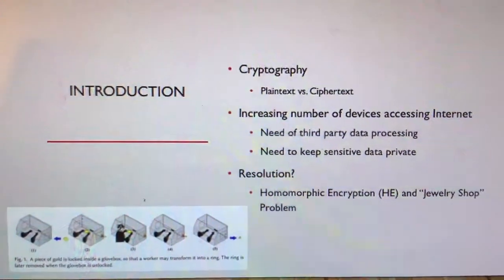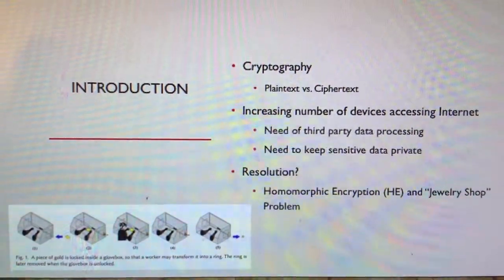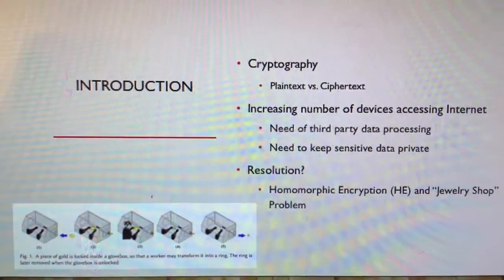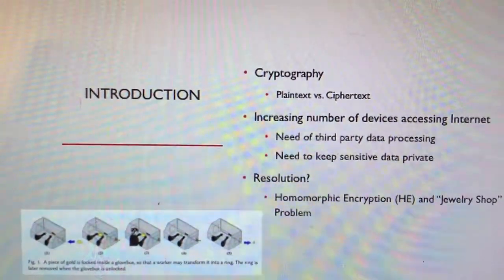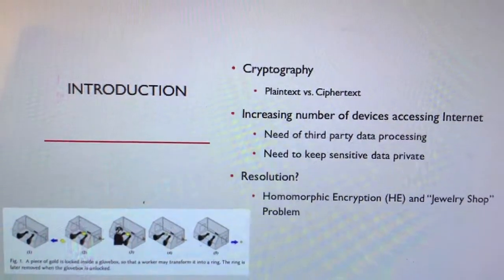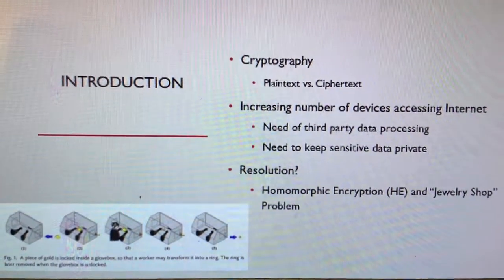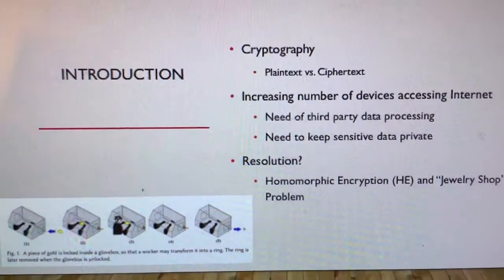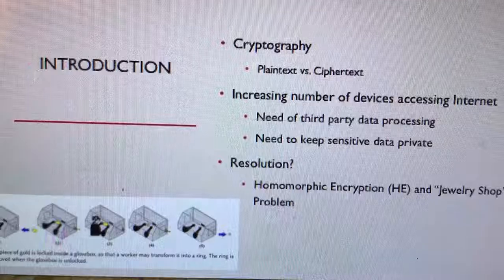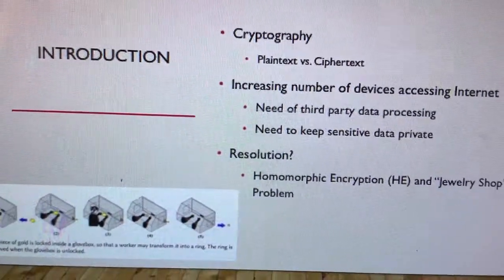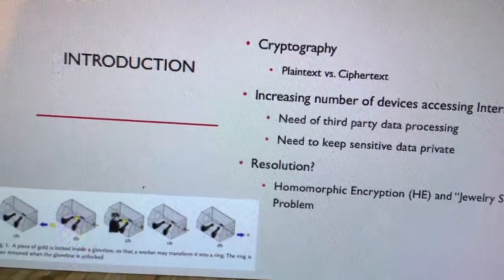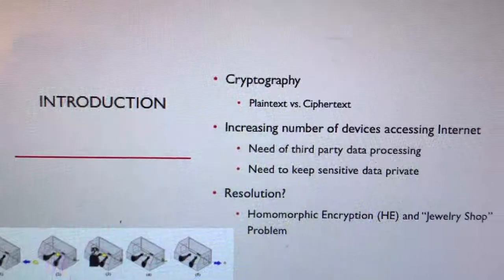Thus, the best resolution so far for this issue is homomorphic encryption, which is a type of encryption that allows for computations to be performed on encrypted data. Now to describe homomorphic encryption, it's basically a form of encryption where you can perform operations on encrypted text, so the ciphertext, and get an encrypted result, which, when decrypted, would be the same result you would get if you were to perform such operations on the original plain text.